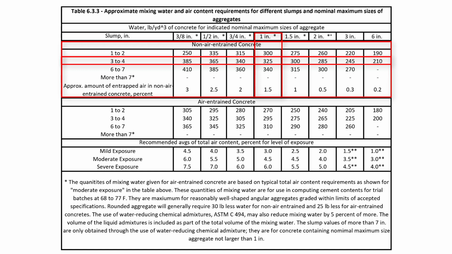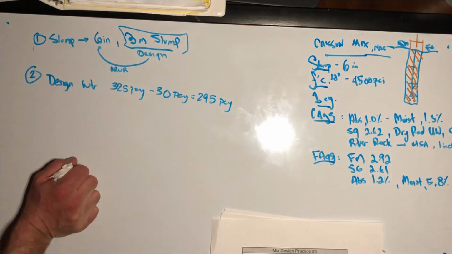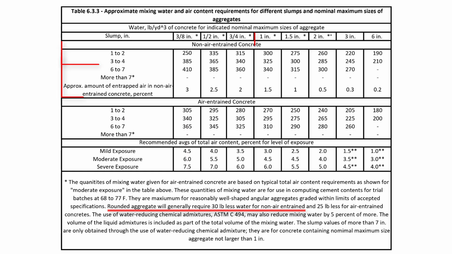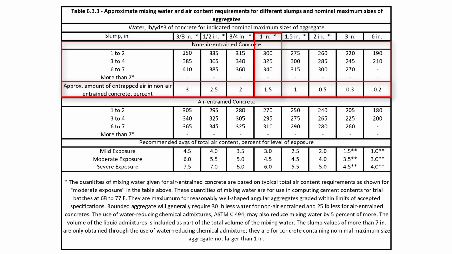So if we do a non-air entrained mix at a 3-inch slump with a maximum size aggregate of 1 inch, design water for non-air entrained is 325 pounds per cubic yard. But because we have rounded aggregate, we're going to pull out minus 30 pounds per cubic yard to give us 295 pounds per cubic yard. Please bear in mind, this is for non-air entrained concrete, and this portion comes from the note underneath the table at 6.3.3. And our air for this, since it's non-air entrained concrete, is 1.5%.